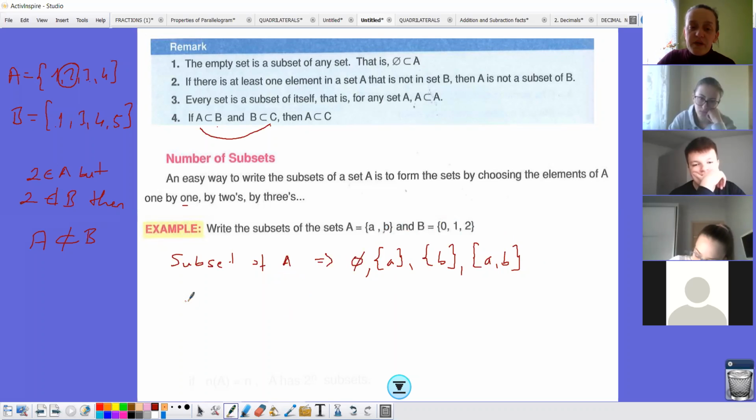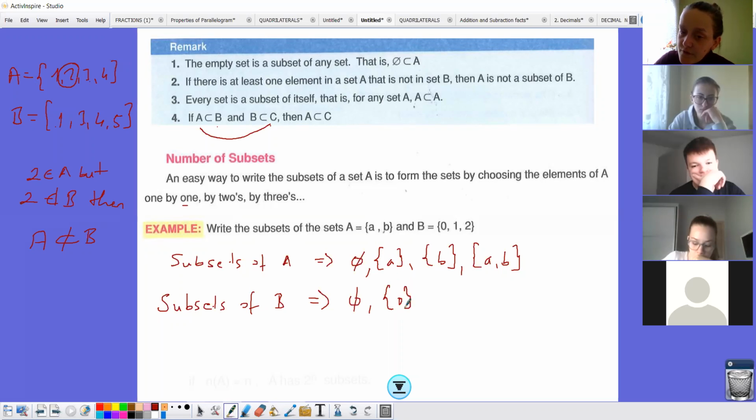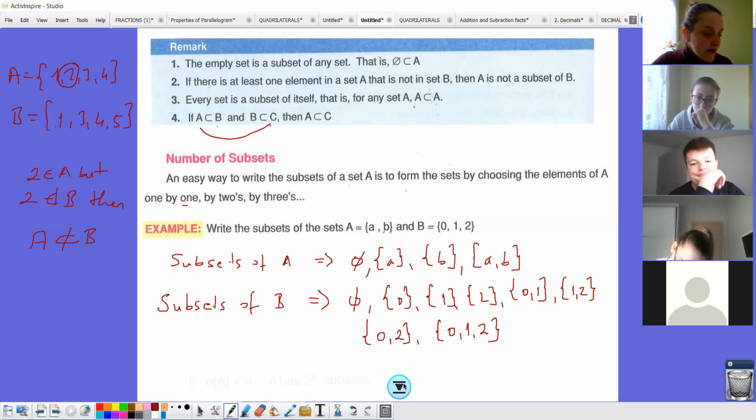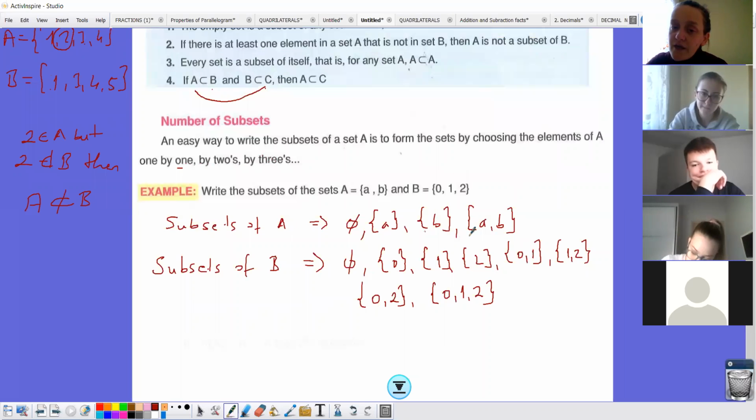Okay, what will be in B? Subsets of B. Again, I will start with the empty set, then one by one: firstly 0, then 1, and then 2. Then two by two: 0 and 1, 1 and 2, 0 and 2, and then the set itself. And that's all.